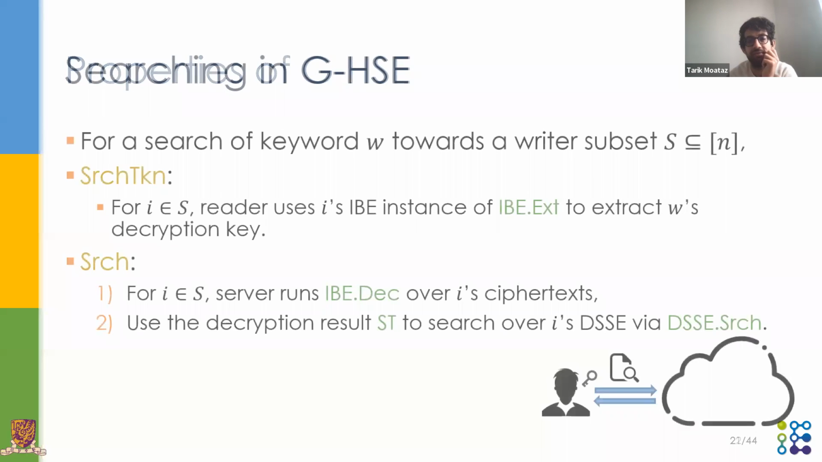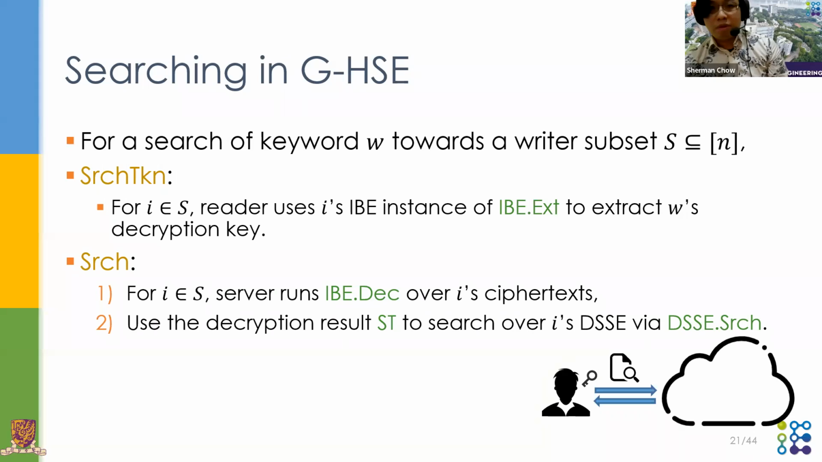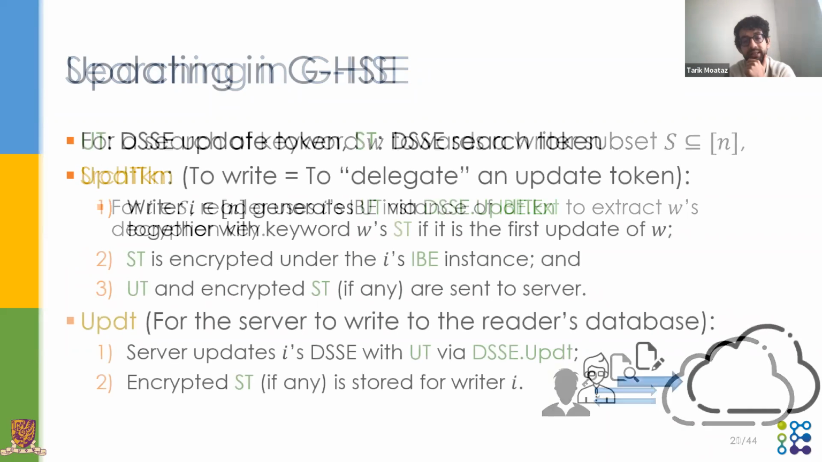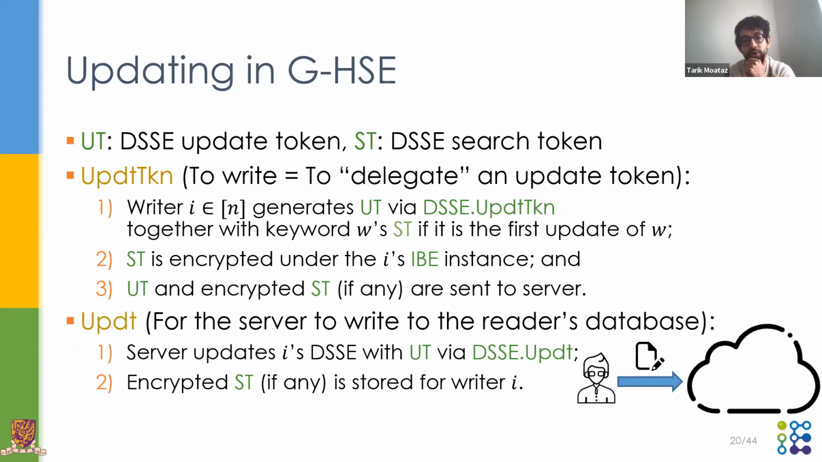Now, I have a question, Sherman. Correct me if I'm wrong, but it seems to me that during the updates, there is a phase where the writer needs to know whether what it's updating is the first time it's updating or not. So it seems like the writer needs to be stateful in some sense. Is that the case, or is there something implicit that I didn't understand?